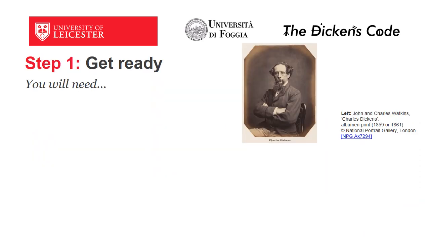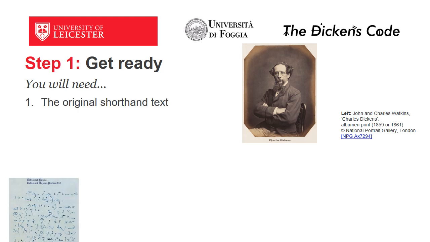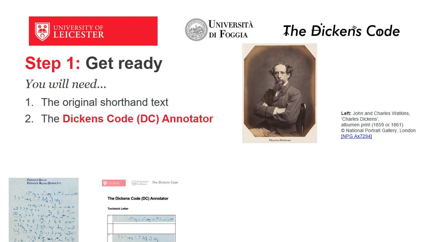The first thing you need to do before you transcribe is to get ready. First, you should download the original text if it's available on the website, like for example the Tavistock letter in the bottom left-hand corner of the slide. Then you need to download the Dickens Code annotator for that text. This is a file available on the website in which the original text has been divided up line by line with a space underneath each line for you to write your transcriptions.